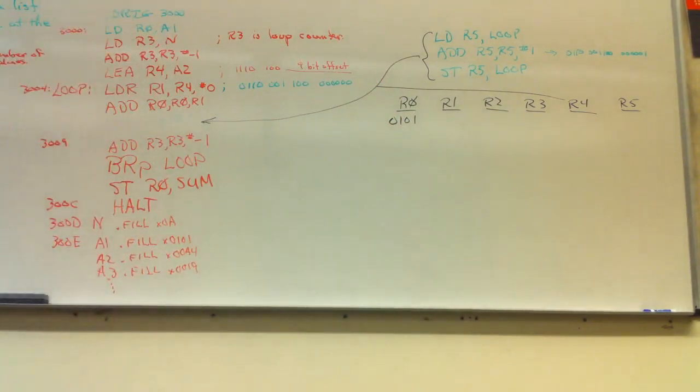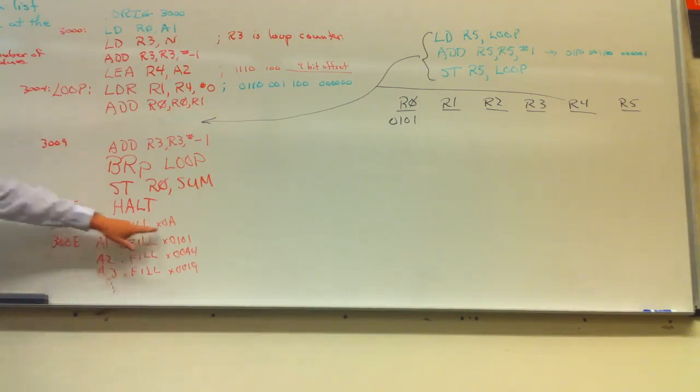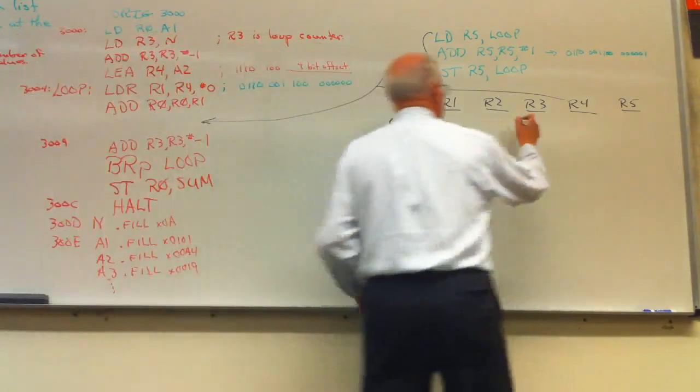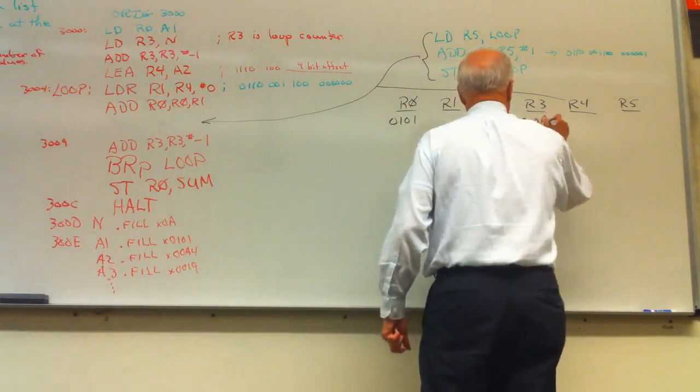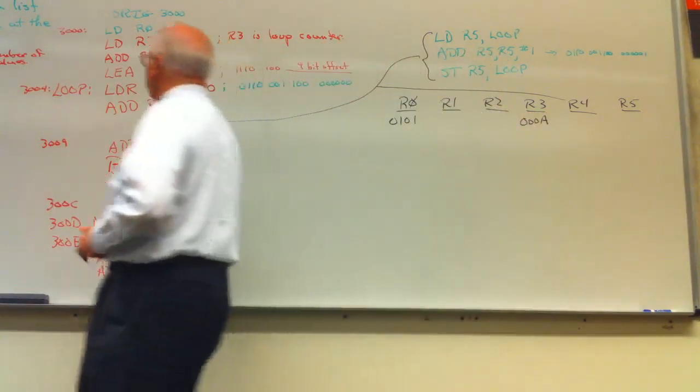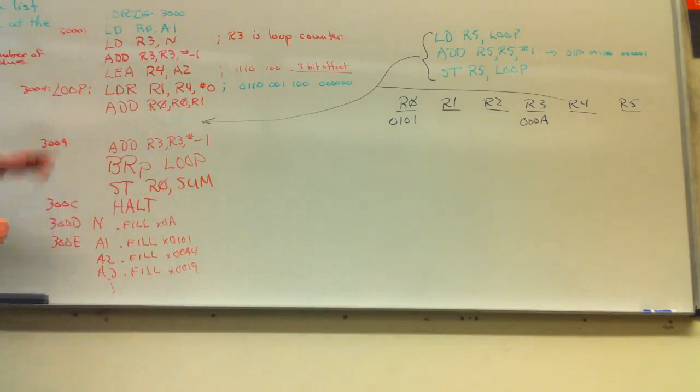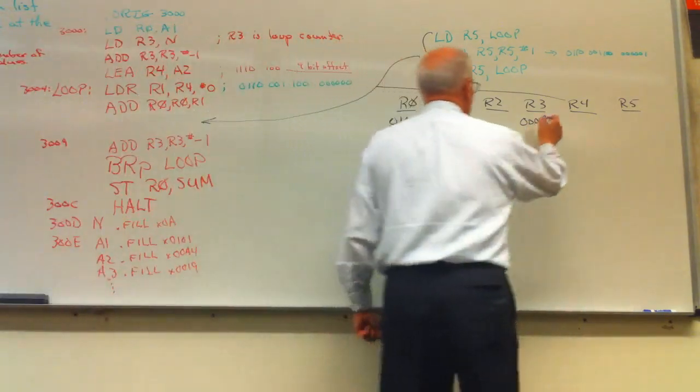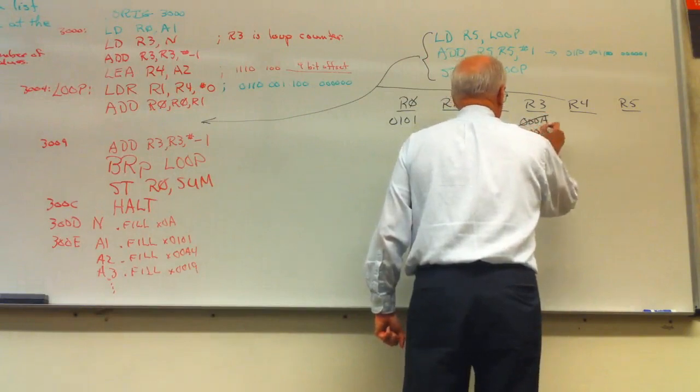That's not binary in spite of the fact that they're all zeros and ones. I'm assuming it's a hexadecimal number. You see the hex there. Okay, so we did that. Now we'll load register 3 from N. So register 3 has A. And then I added a -1, so it becomes 9.